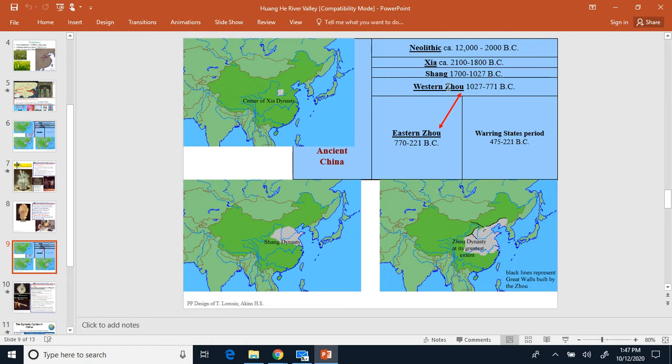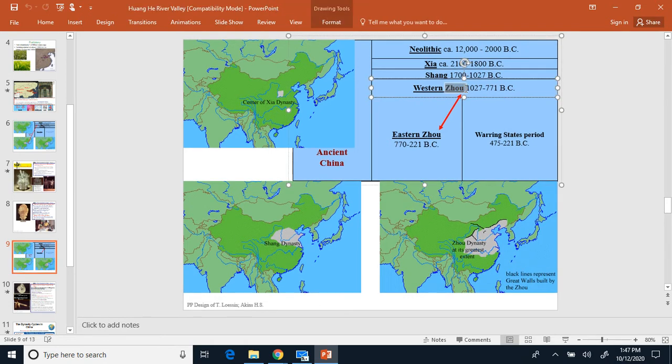All right, next one. Make a new bullet. We're going to write down Zhao, and then we're going to write down 1027 to 771 before common era. So let's write down Zhao, 1027 to 771 before common era. We're just going to talk about the Zhao in general. So we're not going to split this up between a Western and Eastern Zhao. We're kind of just going to talk about the Zhao, just kind of in general, and that dynasty.